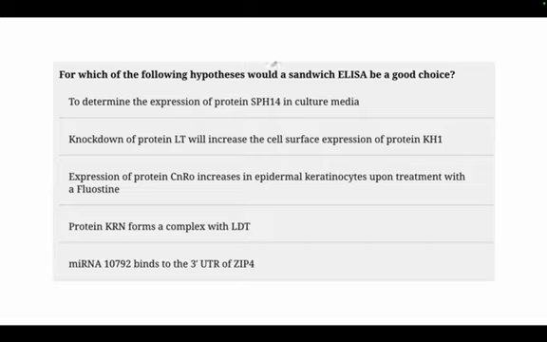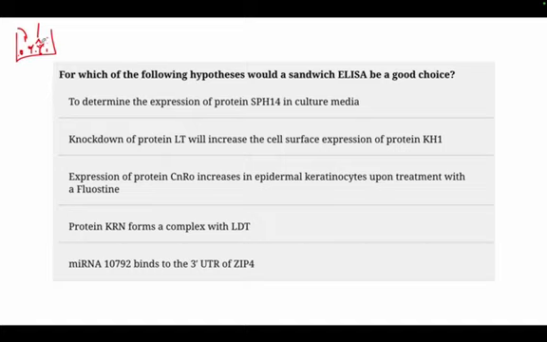In which of the following hypotheses would sandwich ELISA be a good choice? Sandwich ELISA is basically when we have an antibody, or something, already coated on the well, we add a protein of our interest, which is going to bind here, and then we are going to probe it with something else. So in which of these cases would sandwich ELISA be a good choice?